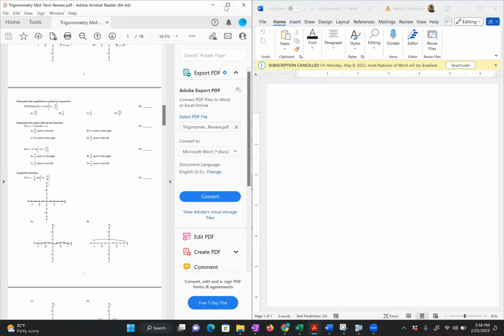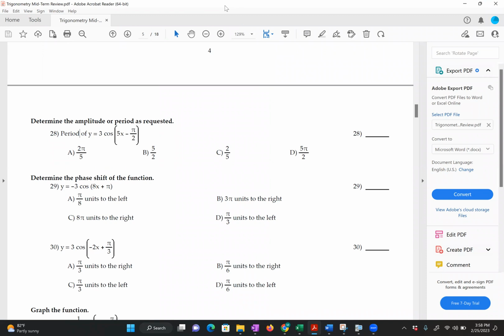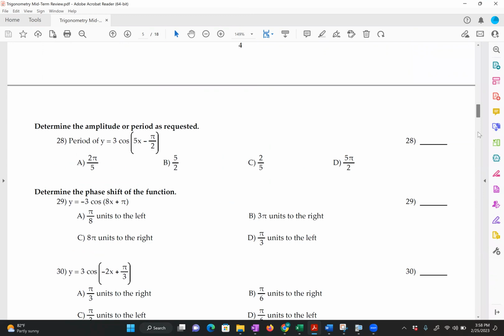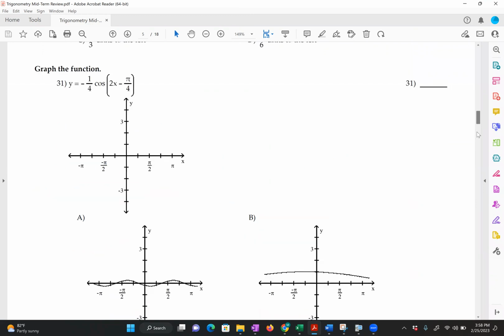I believe 31 is a graphing question. So there's 31 for you. And if you look carefully at it, it's -1/4. So I'm looking at something that is going to be very narrow. I'm already ignoring B to a point, because see how it goes to 0, 1? I'm also considering that it's a negative cosine because it's -1/4 cosine.